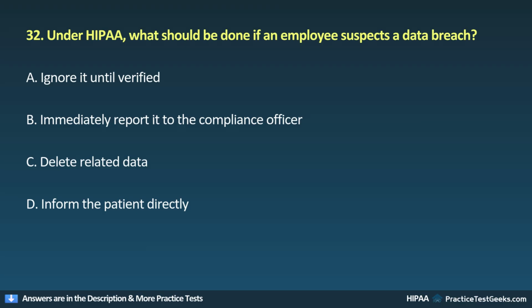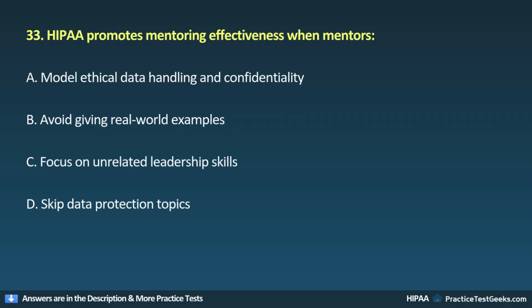32. Under HIPAA, what should be done if an employee suspects a data breach? A. Ignore it until verified. B. Immediately report it to the compliance officer. C. Delete related data. D. Inform the patient directly. 33. HIPAA promotes mentoring effectiveness when mentors A. Model ethical data handling and confidentiality. B. Avoid giving real-world examples. C. Focus on unrelated leadership skills. D. Skip data protection topics.